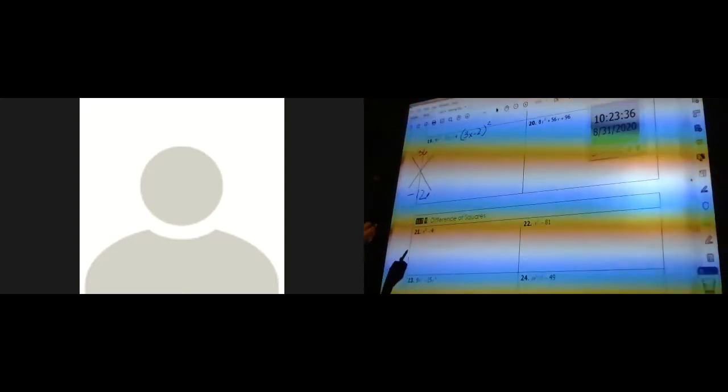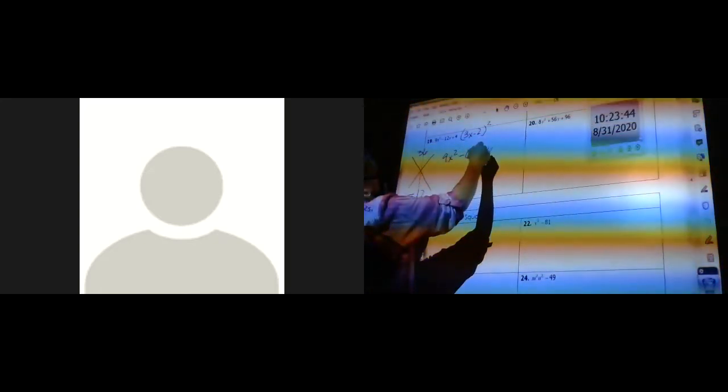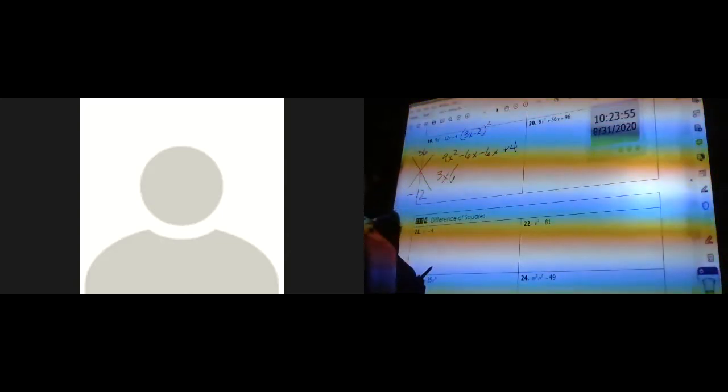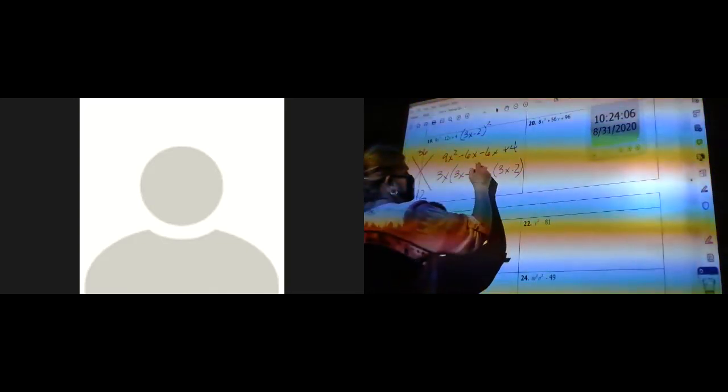Okay, so you make a little X, and then 36 at the top, negative 12 at the bottom. Yours was easy. Negative 6, negative 6. Negative 9x squared minus 6x minus 6x plus 4. Then 3x is the greatest common factor. And then it's 3x minus 2, and you get 3x minus 2 on the other side, and it's negative 2. It's the same exact thing, so it's 3x minus 2 squared.